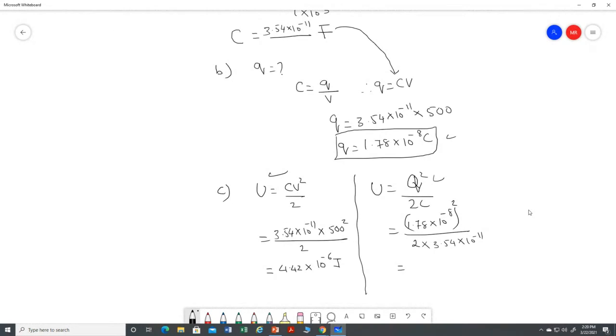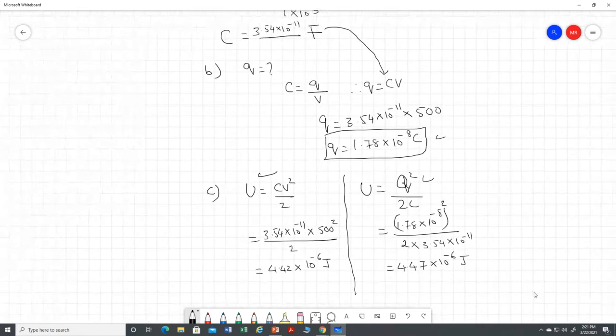What is your answer? I get 4.47. Both are correct, 4.42 or 4.47. What's the difference? Power is the same, am I right? Yes. So both will be the same approximately. My dear, this is the third digit after the decimal; we got the second digit. The second digit doesn't matter, but the first two digits and the power of 10 will be very, very important. Clear? Understand? Yes, doctor. Okay.